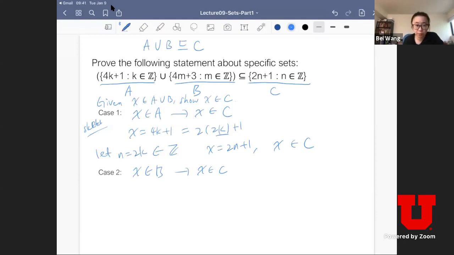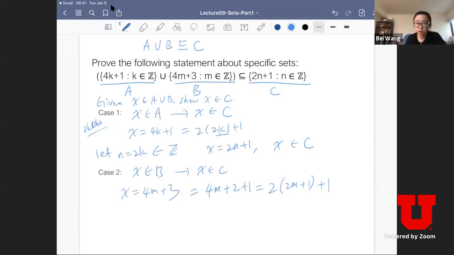Now, for the second case, when I assume x is in B, x can be expressed as 4m plus 3. I want to arrive at the form that looks like 2n plus 1. What do I do? I do factorization, factoring by 2 again. But in this case, I want to arrive at the form that's represented as an odd integer. So I'm going to do a little bit of a trick. I'm going to say 3 is equal to 2 plus 1. And then now I can factor out 2. This is equal to 2 times (2m plus 1) plus 1.